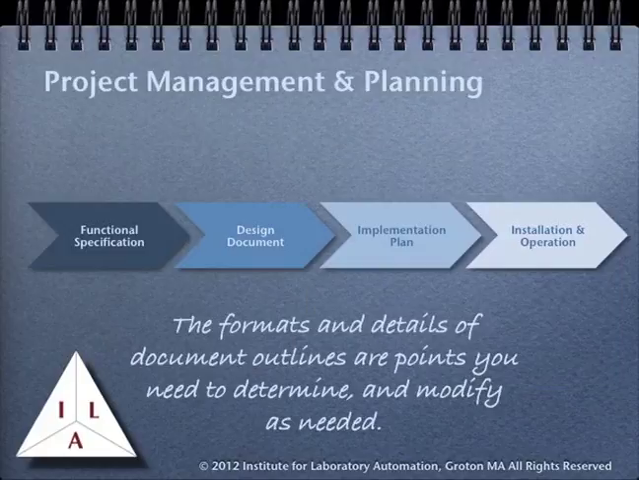At this point, we're going to shift subjects and look more at the process that is used in project management and planning. As we've noted in the previous sections, there are basically 4 types of documents that need to be developed: the functional specification, design documents, implementation plan, and the plan for installation and operations. These documents also incorporate elements such as user requirements, hardware specifications, testing programs, and validation programs, as well as others.